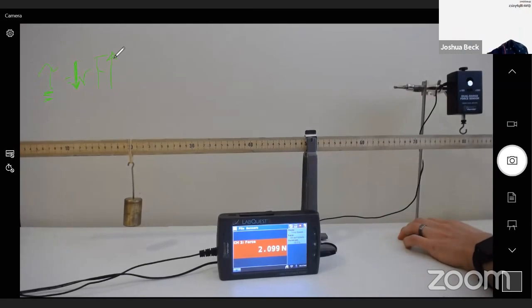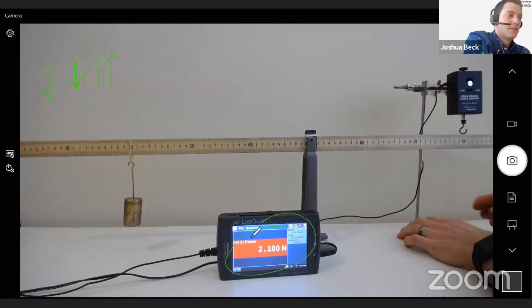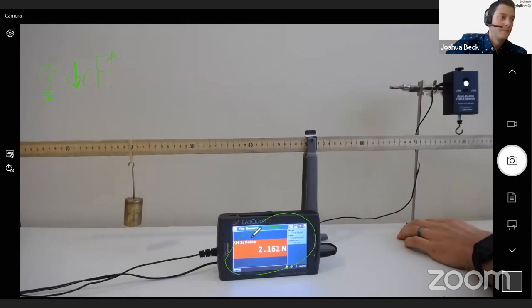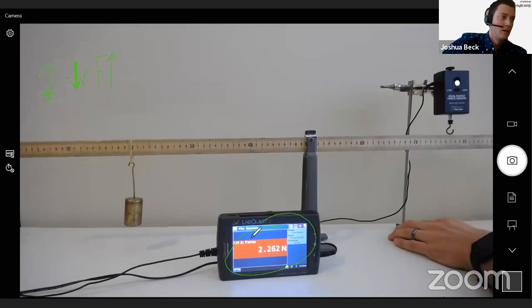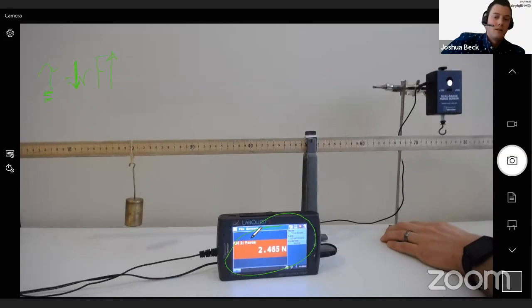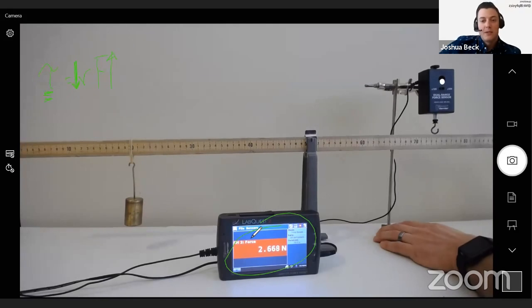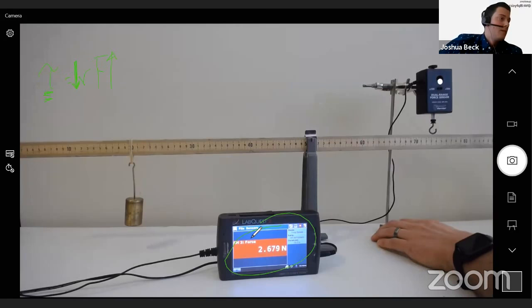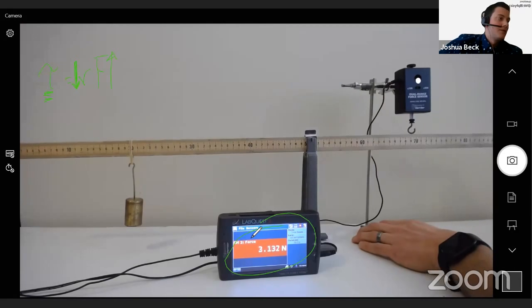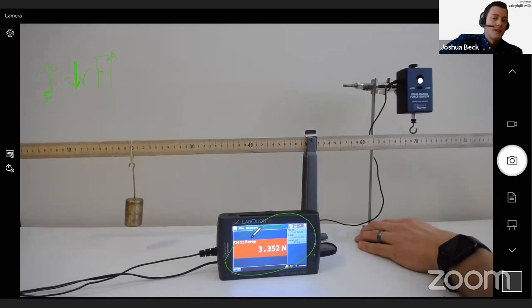So any decrease, we can watch. Hopefully this won't fall on me. Just keep an eye on the force reading right here as I move this just a little bit closer. You can see that the force is gradually going up. Now the meter stick is still in equilibrium, it's not accelerating, but that force is gradually going up. Go ahead and stop it.